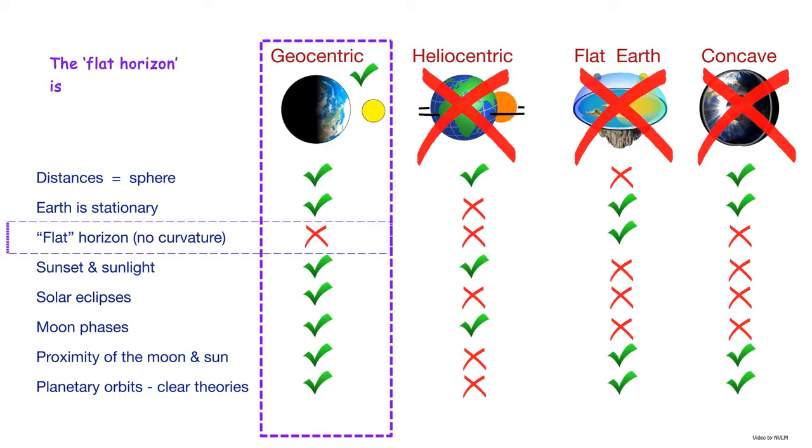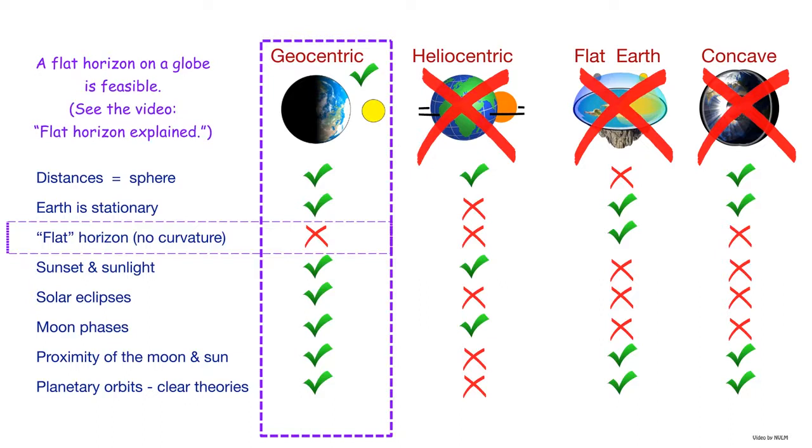The evidence of the flat horizon is questionable. Just because the horizon looks flat, that doesn't mean that it is flat, as light easily bends, refracts, and reflects. Also, perspective is very tricky. It is possible that a flat horizon can be seen on a globe, although the physics is not proven.